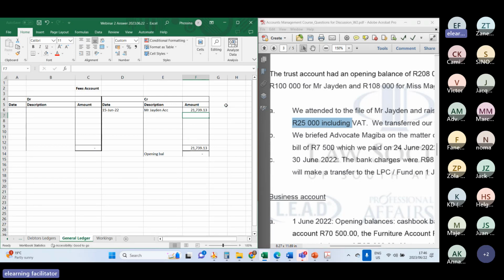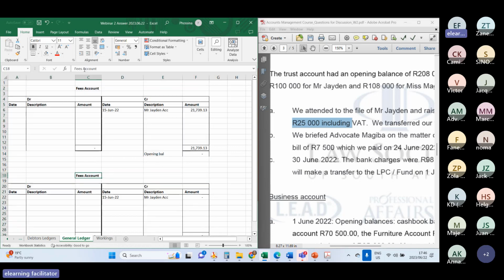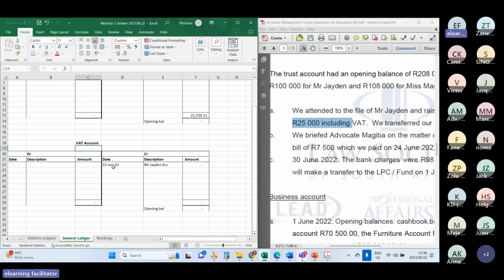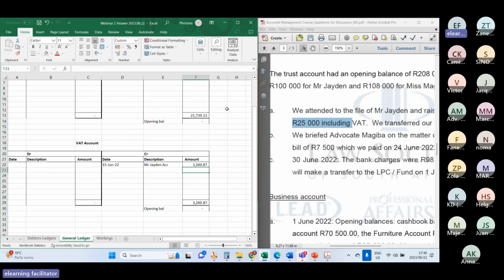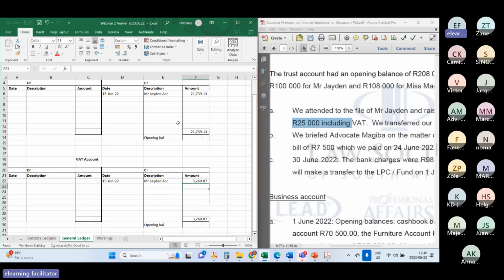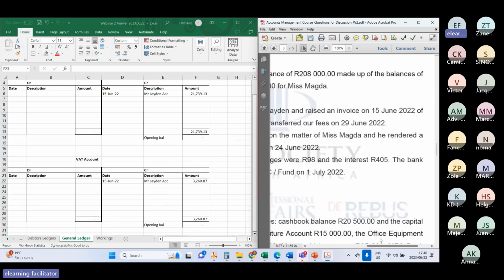And then the next thing, we have to record the VAT. This amount includes VAT. So we have to account for the VAT so that at the end of the day, we are able to account to the taxman. You see? So on the 15th of June, we raised fees, including VAT, and that is the amount. So this is how we record that first transaction.